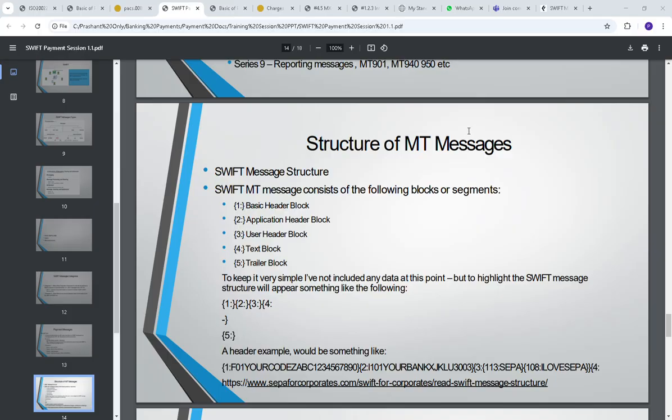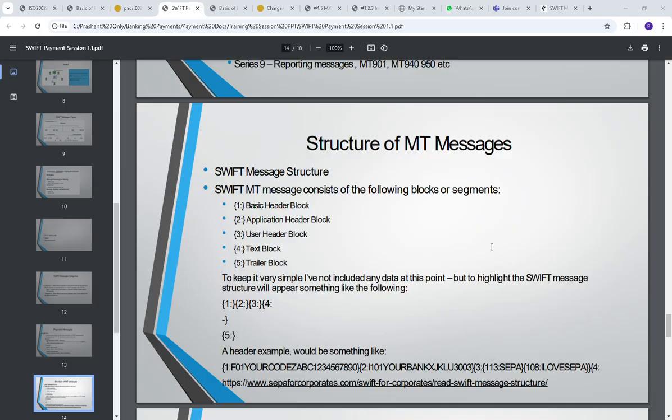Can you see it here? This is the receiver, sender. Whenever O is mentioned, it is the opposite. Keep that in mind. I will remove this O and type I here, just for remembering purposes. Whenever I is there, it is the sender. So after 103 is your sender BIC, which is block 2, and in block 1 it's the receiver BIC.